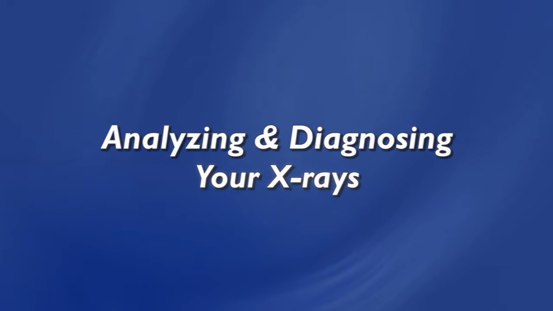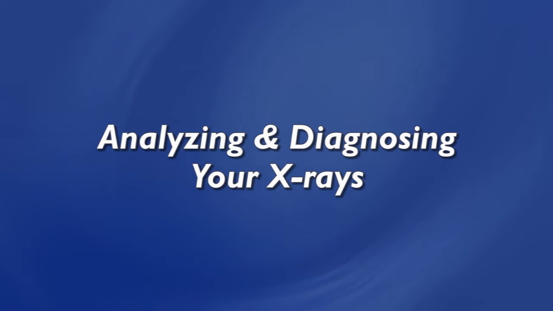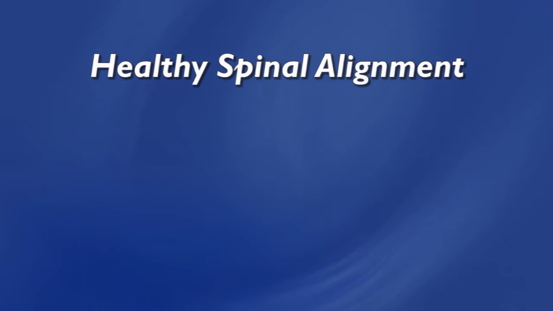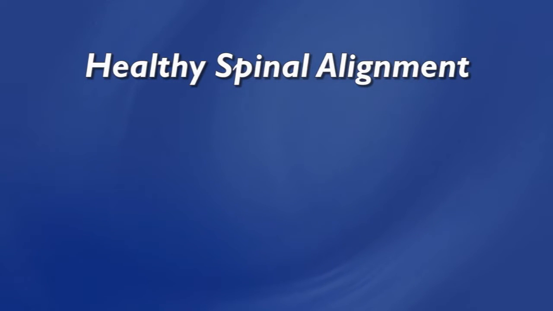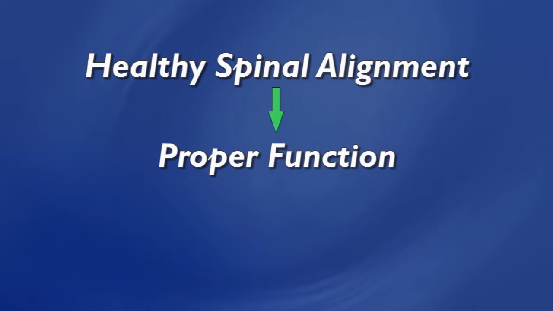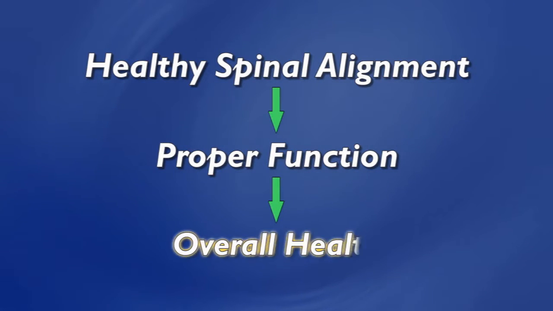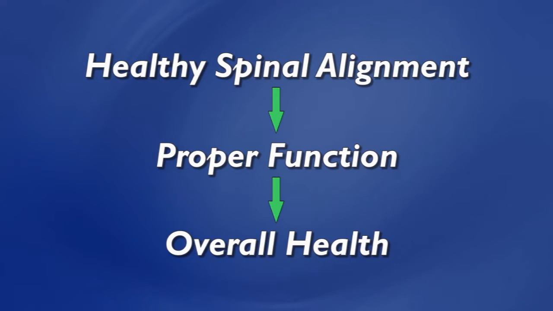When looking at your scans, note any areas of color. These are points of abnormal, unhealthy pressure on your nerve system. It's this pressure that causes organs and systems to function poorly. When you look at your x-rays in just a few minutes, keep in mind that the alignment of your spine dictates how well your nerve system is functioning. This directly impacts your current overall health and your future health picture.